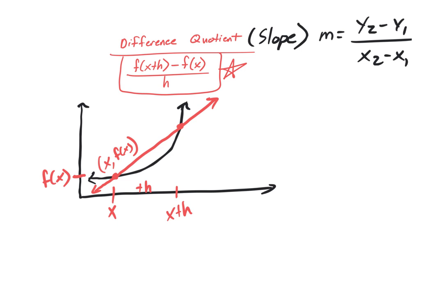Okay, for this point right here, we know that x plus h is my x value. That's the first part of the ordered pair. Any ideas on what the y value would be here?